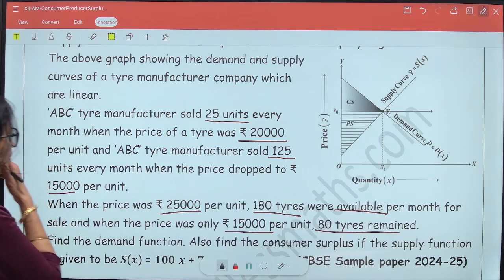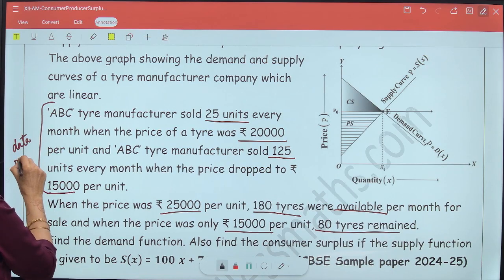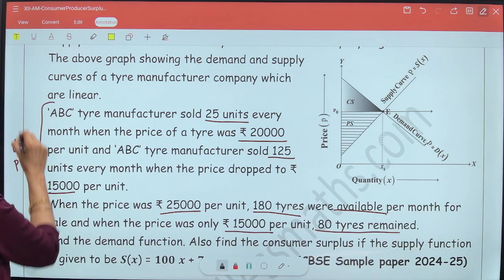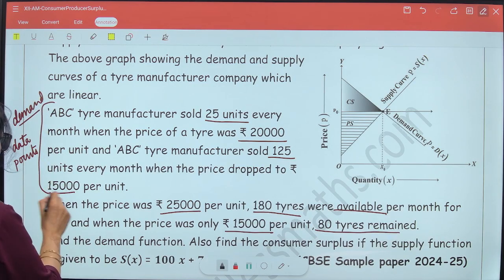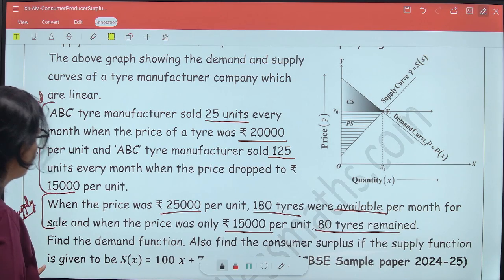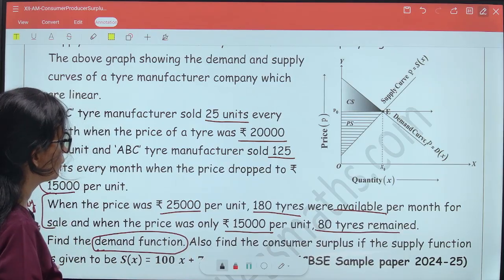So you are given the demand. This is the demand data points that you have for demand. What is the demand in the market, right? What is needed? And you are also given the data points for supply. How much is available with the supplier? Find the demand function. So first we need to find the demand function, also find the consumer surplus.